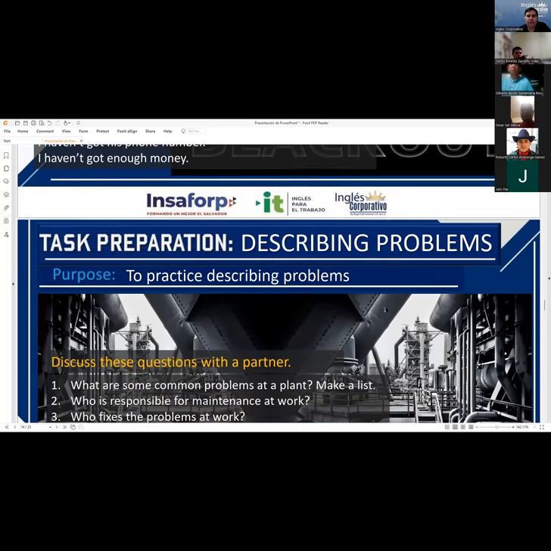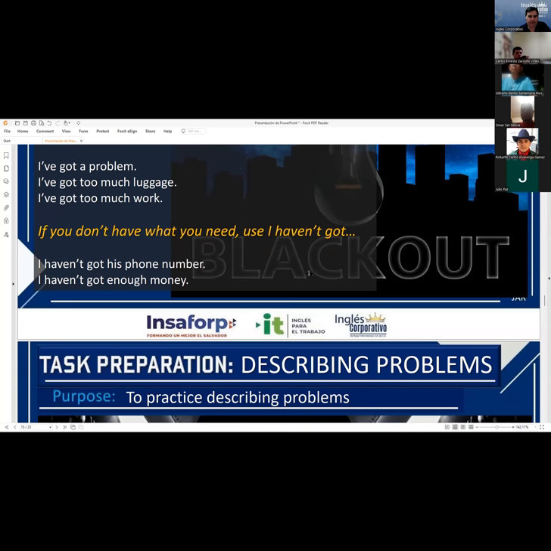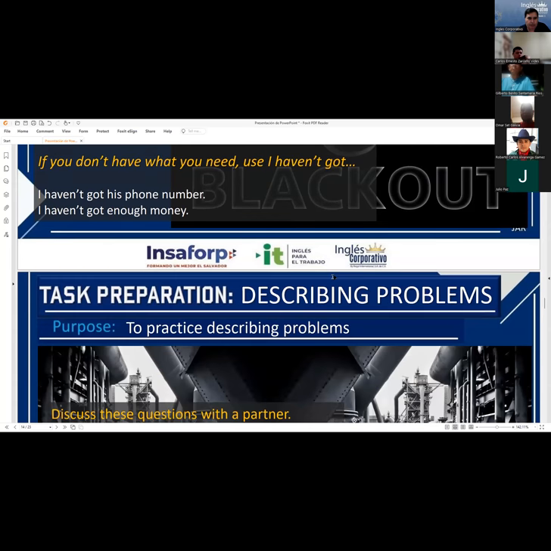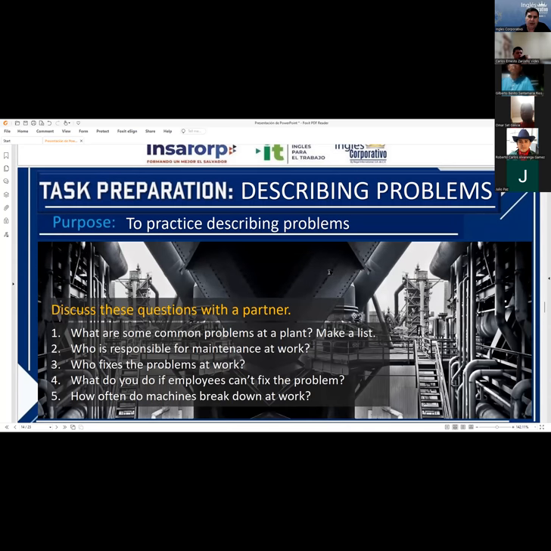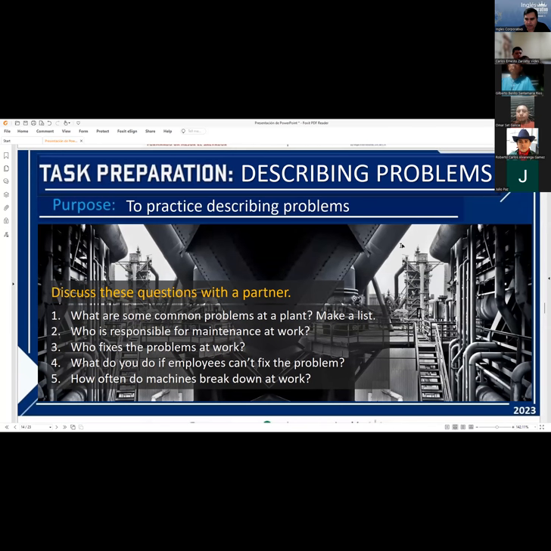Task preparation. So that is describing the problems. Describing problems. I have a problem. The car won't start. I have a problem. My computer crashed. I have a problem. I arrive at work late. Okay. So continue describing problems.